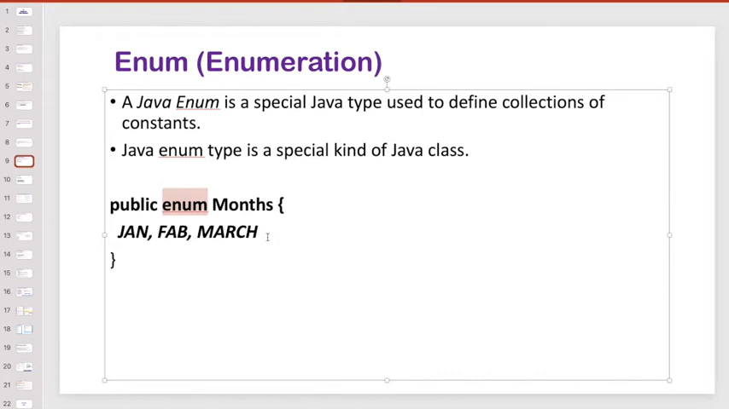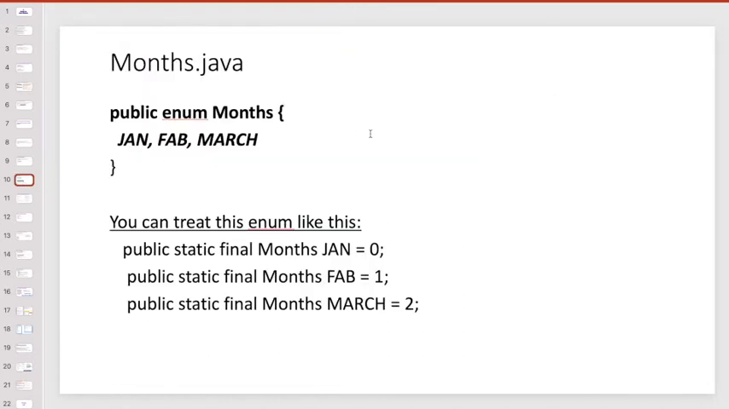Let us see how it works. If you write this, internally you can treat this as one line of code: January is equal to 0, February is equal to 1, and March is equal to 2. We will see that.